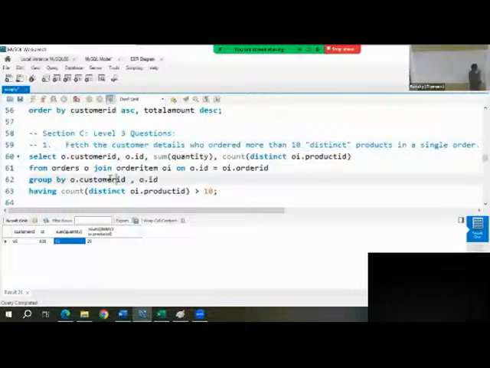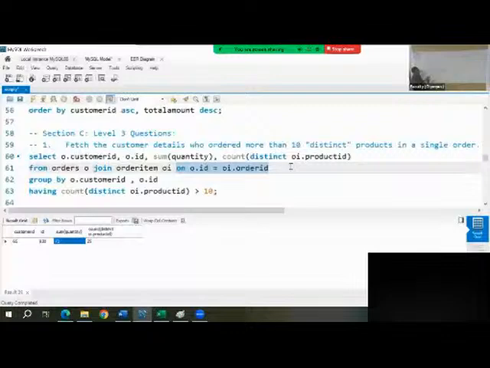Okay, so I went with the second one because there is at least one customer who has made such an order. Again, as usual, don't forget the on clause, otherwise you will get a cross join. And cross joins are useless because every customer will get all the orders, everything. So your aggregation becomes meaningless there. Okay. 10 distinct products is what I am doing here.